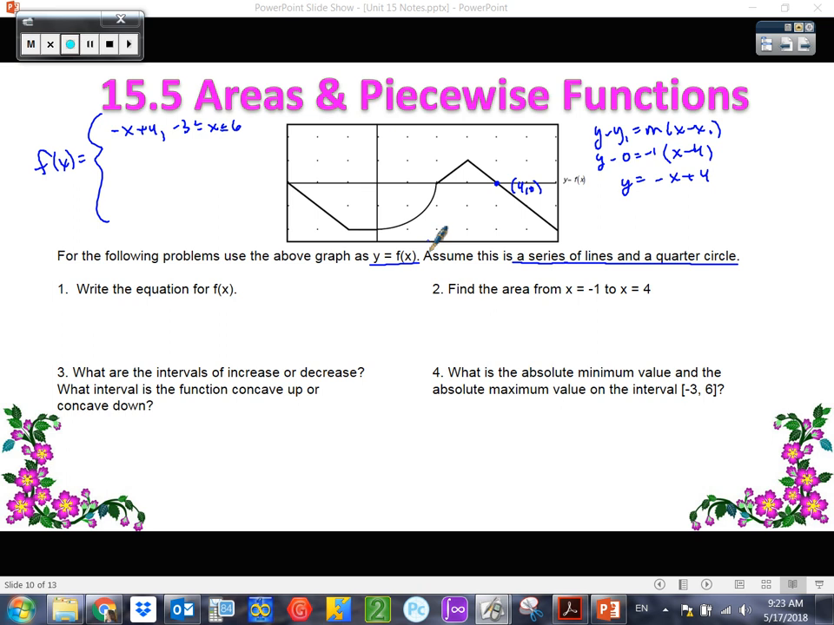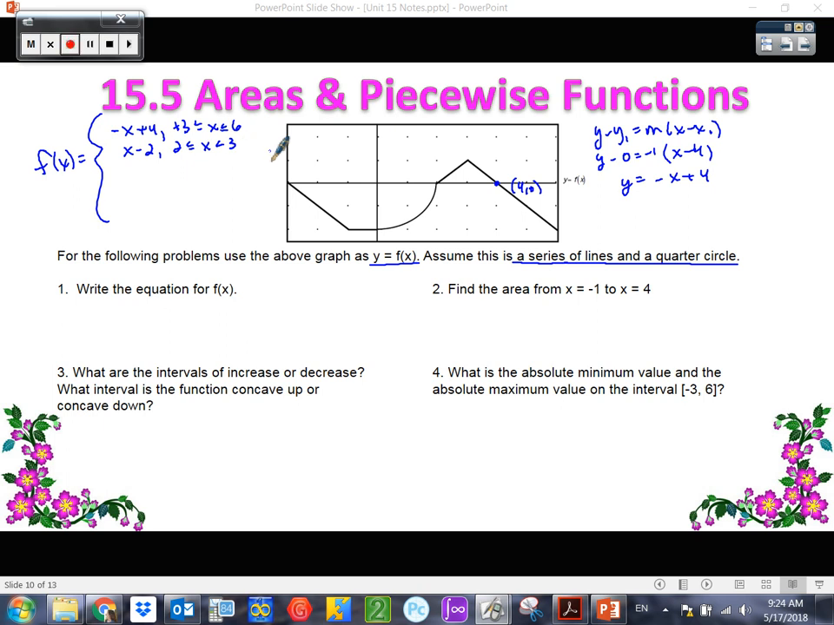So the next line would be x minus 2, and that's going to be good between 2 and 3. Oh, this is a positive. Between 2 and 3, so 2 less than or equal to x less than 3.